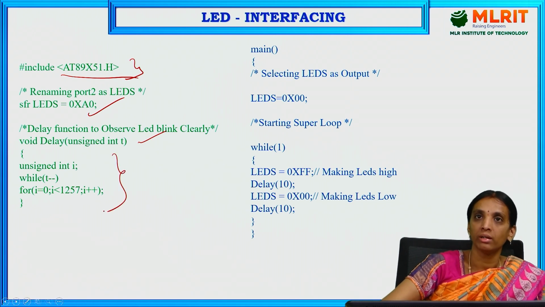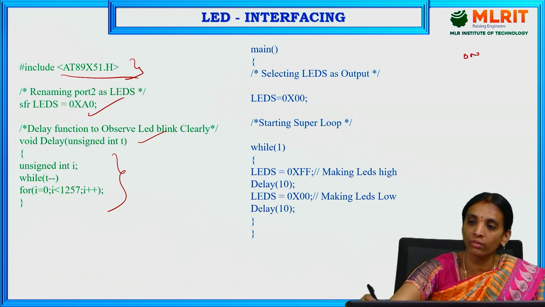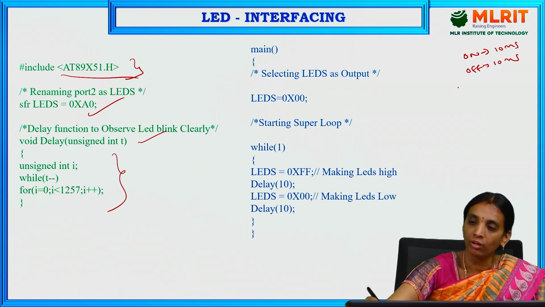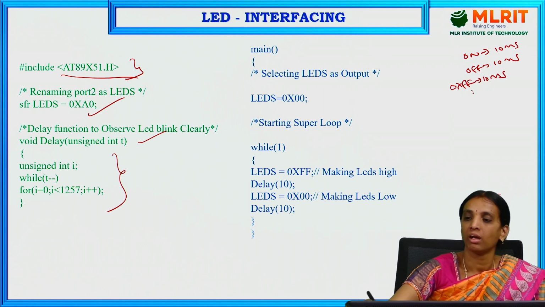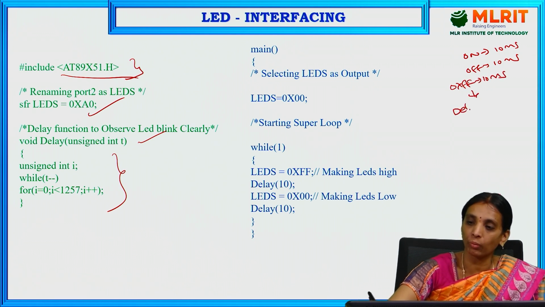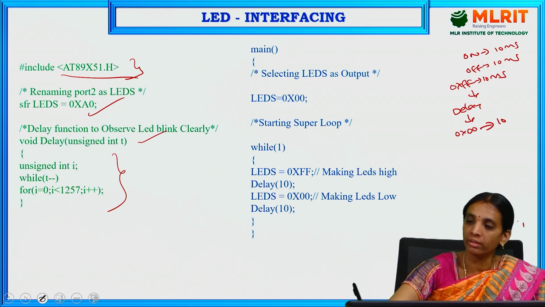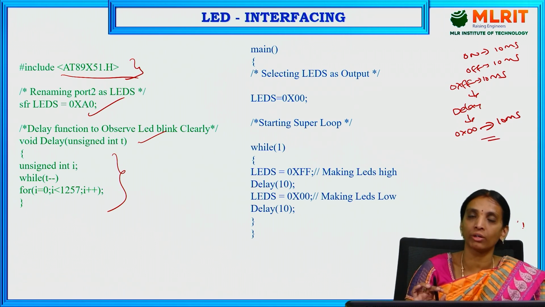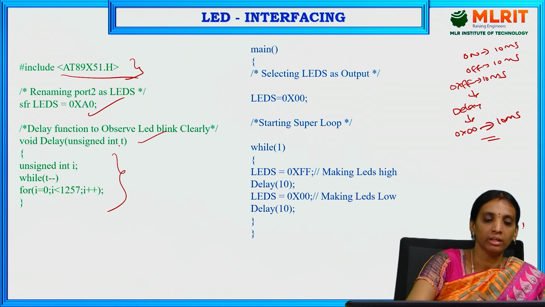If we want the LED on for 10 milliseconds and off for 10 milliseconds, first we need to give the pattern to blink the LED for 10 milliseconds, and again we need to provide the delay function, and again make the LEDs on for another 10 milliseconds. For providing the delay between on and off of the blinking, we need to write the delay function.